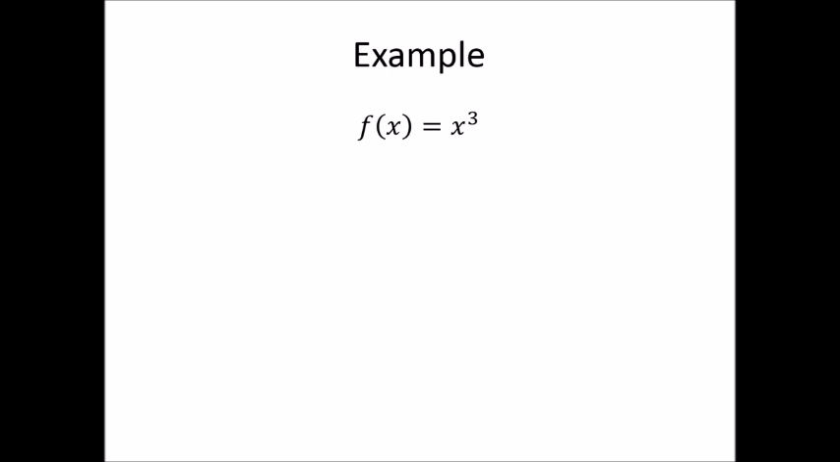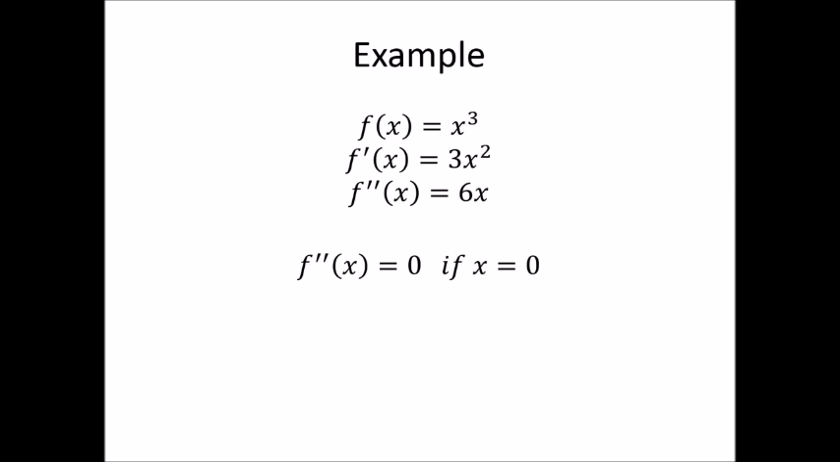Work it through, pause the video. So we take the first derivative. We get 3x squared. We take the second derivative. We get 6x. We now need to check where it's either undefined or equal to 0. There's nowhere it's undefined. It's equal to 0 when x is equal to 0.